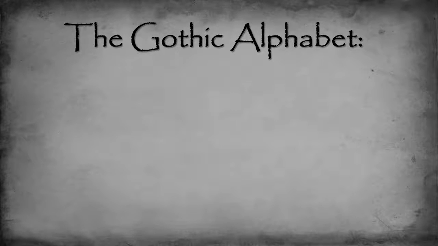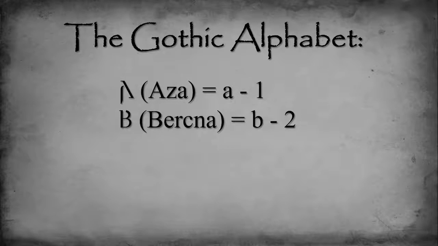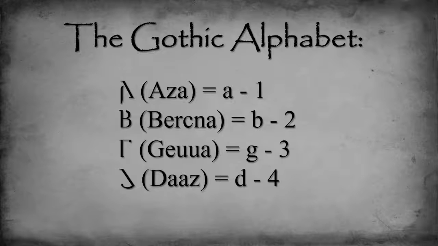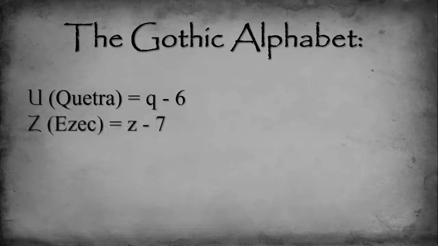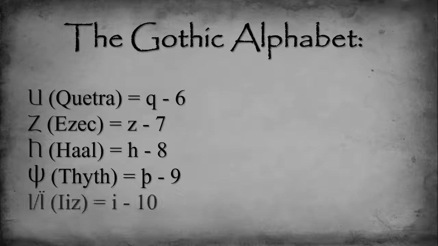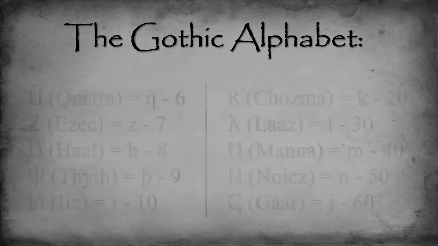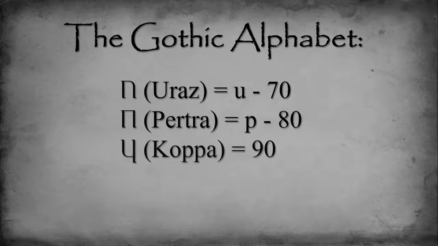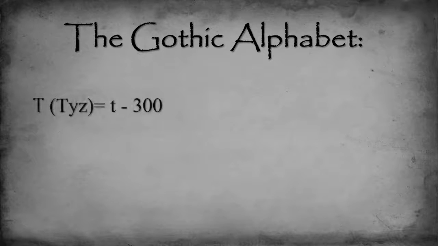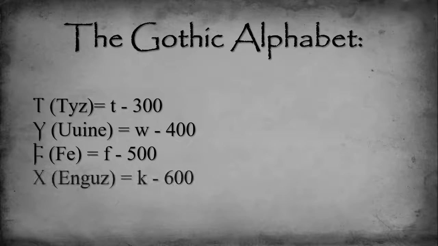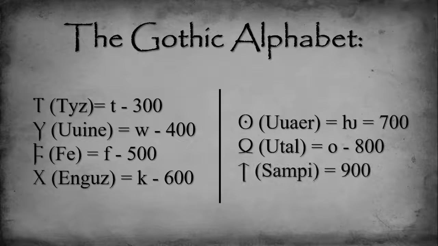It should be noted that the attested names for the following letters are somewhat corrupted and do not necessarily represent how we would normally transcribe or even pronounce Gothic. At any event, the Gothic alphabet features the letters Aza, which is used for A and 1, Berkna, which is used for B and 2, Gewa, which is used for G and 3, Daz, which is used for D and 4, Ez, Quetra, Ezek, Hal, Thiuth, Is, Cosma, Laz, Manna, Noth, Yar, Uraz, Petra, Copa, Reda, Sörel, Tius, Winne, Hwe, Enguz, Huer, Utal, and finally Sampi.